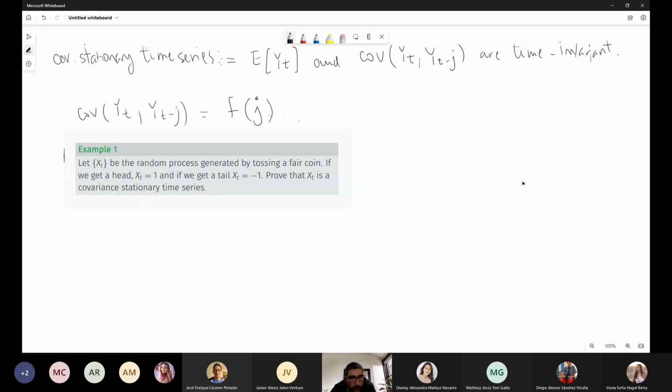Let X be a random process generated by tossing a fair coin. Okay. If X is a random process generated by tossing a fair coin, we get one if we get head and -1 if we get tails. Okay. Prove that this process is a covariance stationary time series.